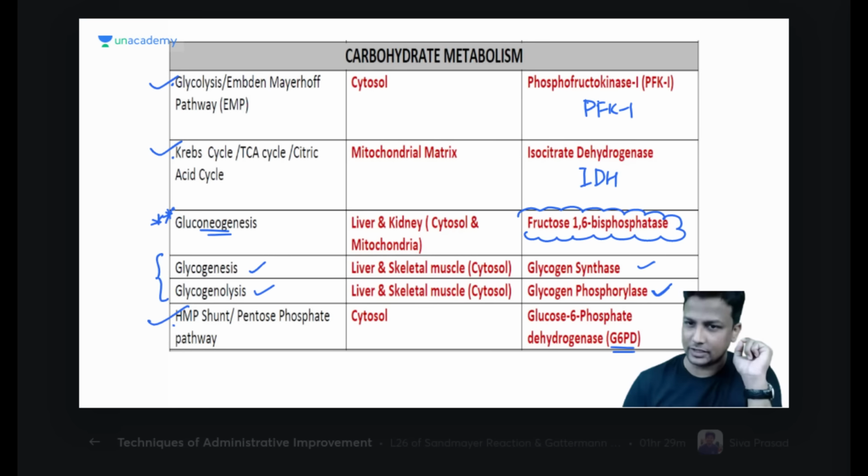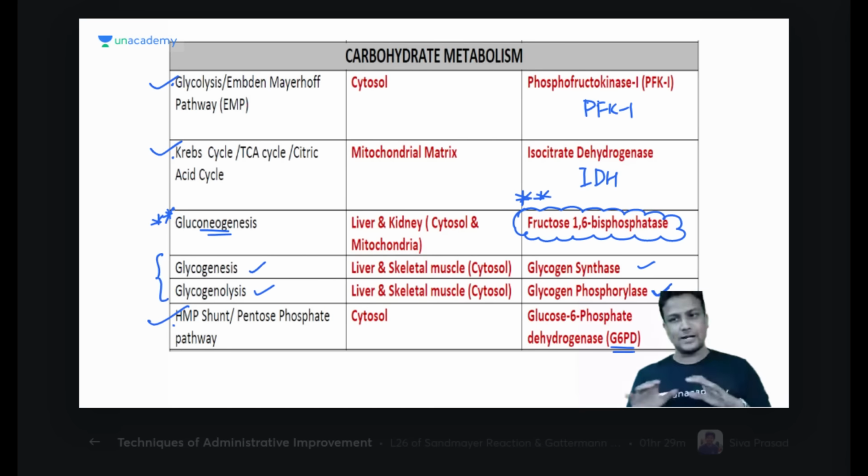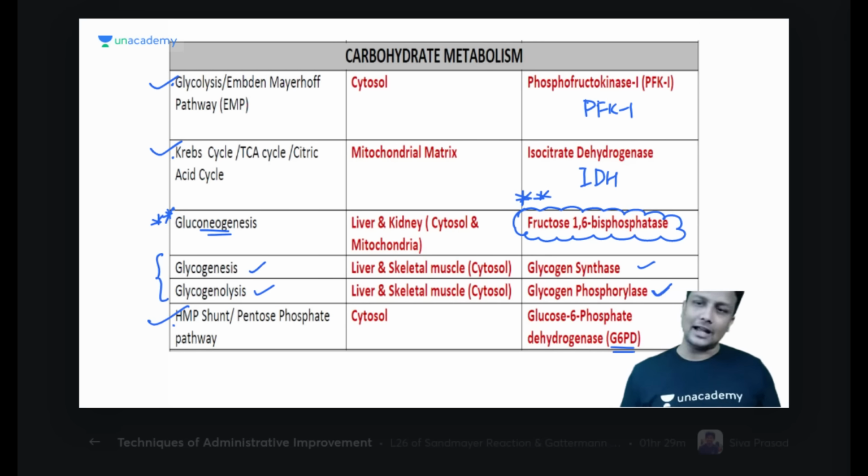That is fructose 1,6 bisphosphatase, guys. Done. So if you look carefully, it is not at all difficult, guys. Glycolysis we already know, from school days. Krebs cycle we already know. G6PD, HMP shunt we already know. Glycogen, I made it easy for you: breakdown, phosphorylase, and remember formation, synthase. And this is the only one you have to remember: fructose 1,6 bisphosphatase. These are all the rate limiting enzymes.